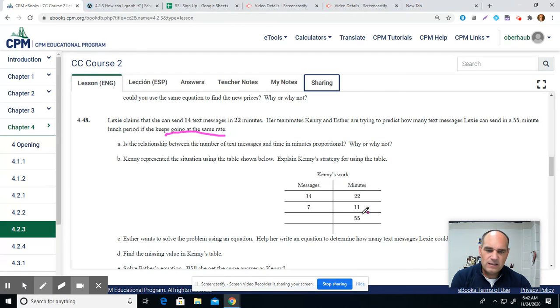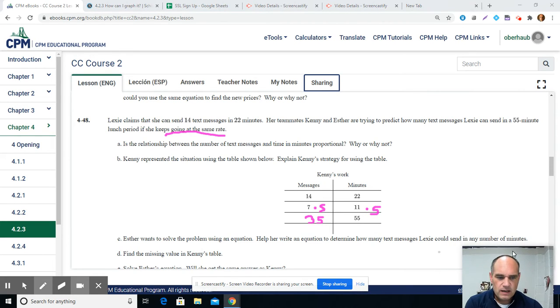And if he cut the minutes in half, then he had to cut the messages in half. So to fill this in, now I can multiply the minutes by 5. That gets me to 55. So I have to multiply the messages by 5. So I should be able to get 35 messages sent out in 55 minutes.